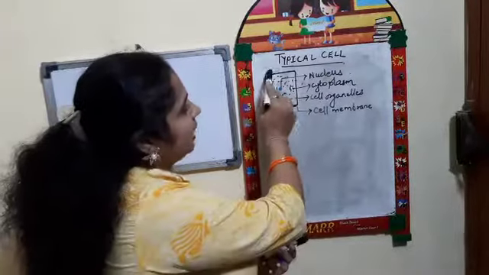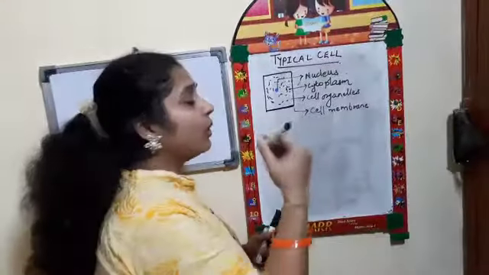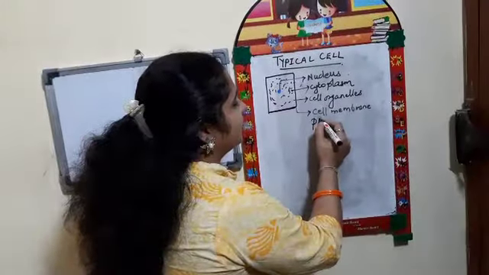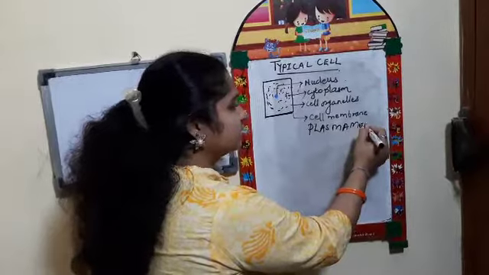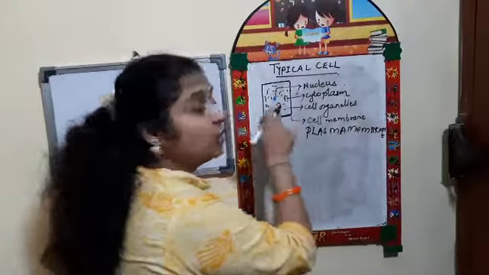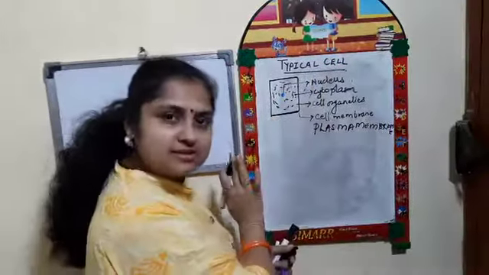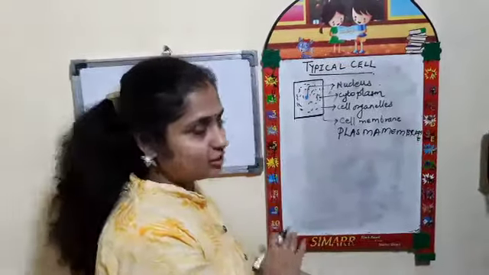You can see this outer membrane, and it is called the cell membrane. We also call this cell membrane the plasma membrane. Now, what does this plasma membrane do? It covers the cell, protects the cell, and helps in the entry and exit of the cell.